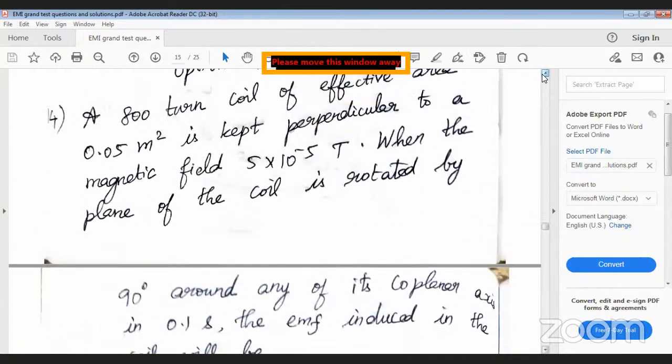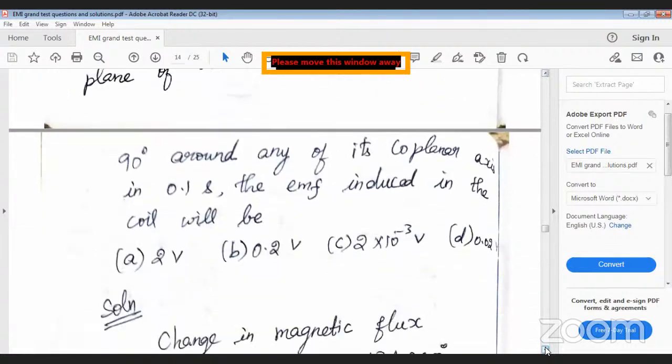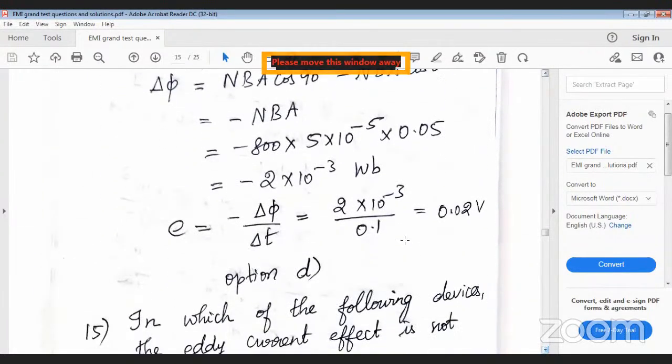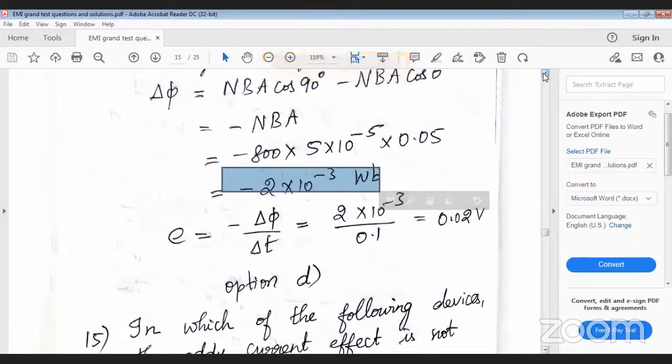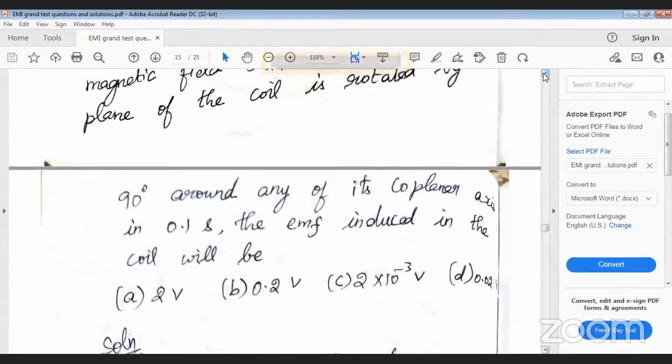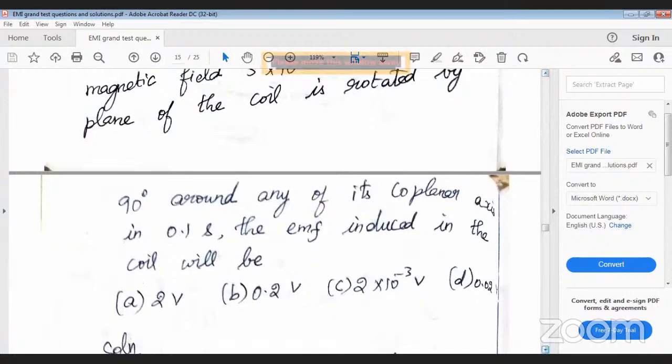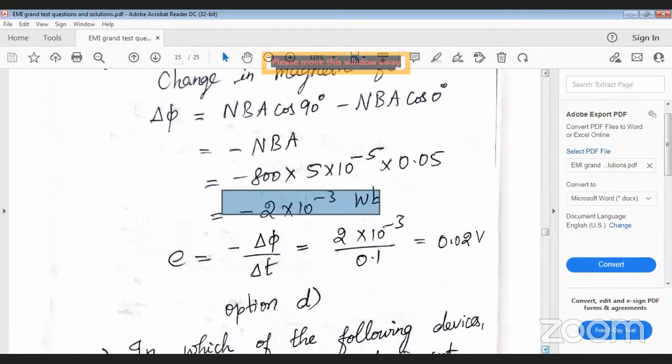And effective area they have given 0.05. So all these values you can substitute and find out the change in flux, that is minus 2 into 10 power minus 3 Weber. When you divide it by time, that is 0.1 seconds, as given in the question, substitute the values, find out the EMF, that is 0.02 volt.